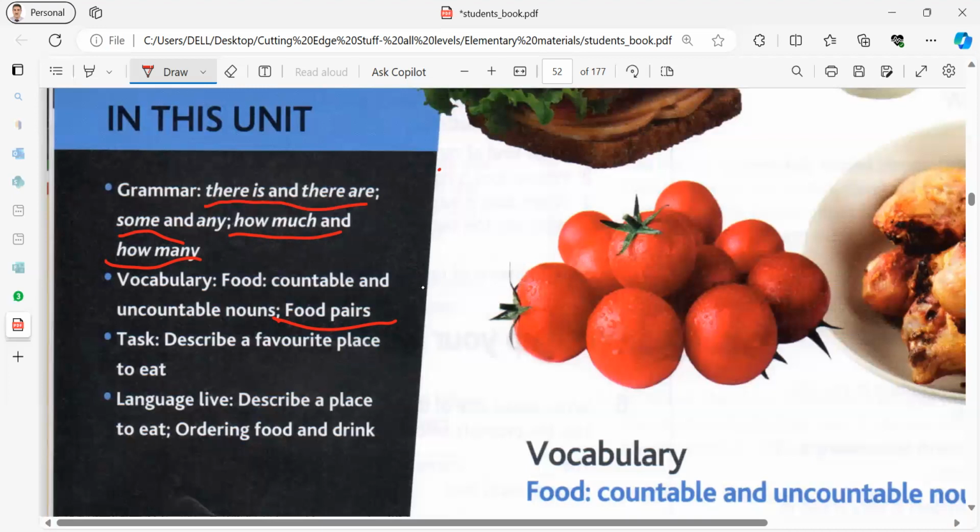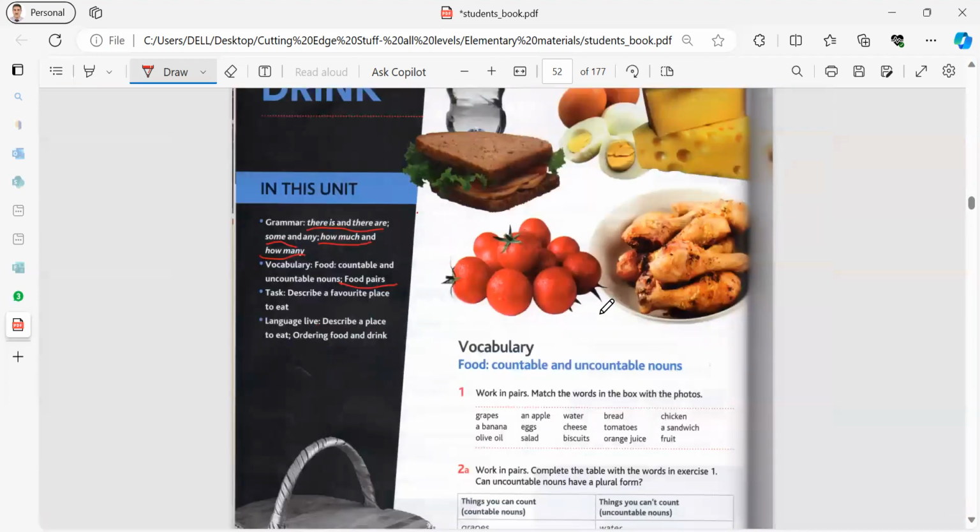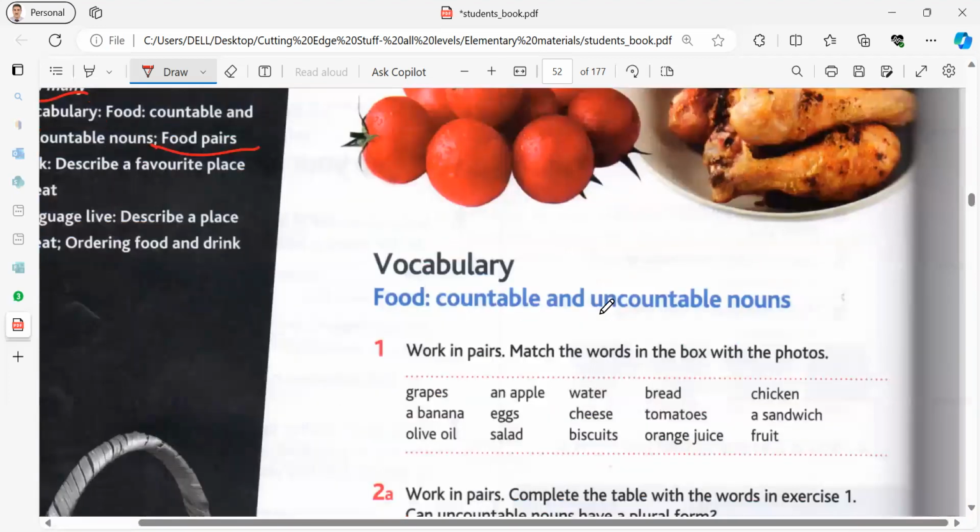Language live here: describe a place to eat again and how to order food and drink in a restaurant or in a coffee shop. Okay, Shabab. So this is in brief the main ideas, the main points that you should learn in unit 6. So yalla, bismillah, let's start. Countable and uncountable nouns.